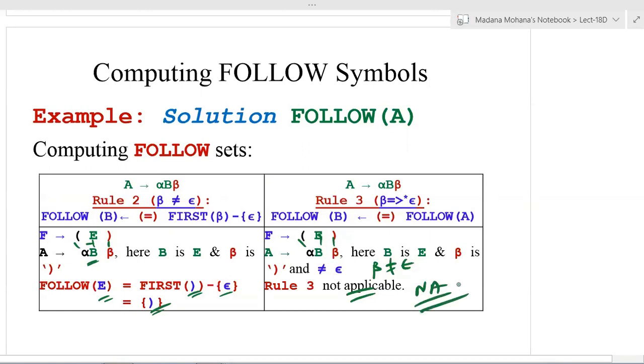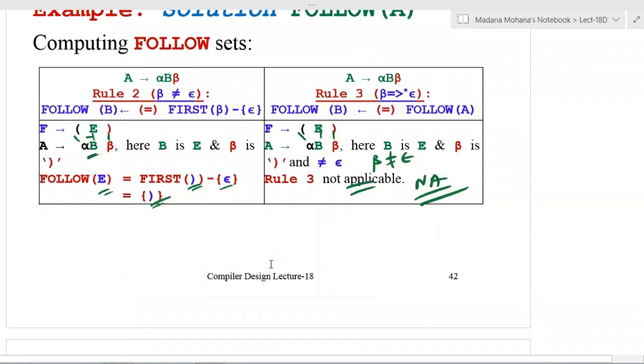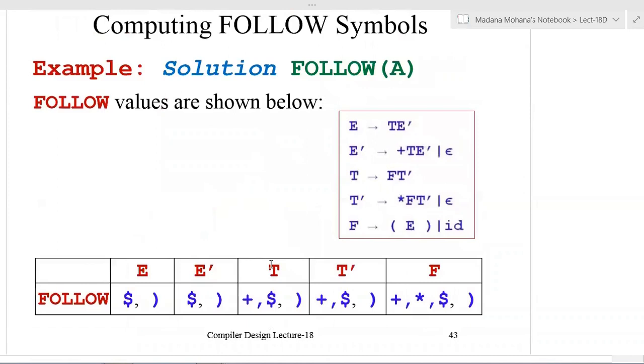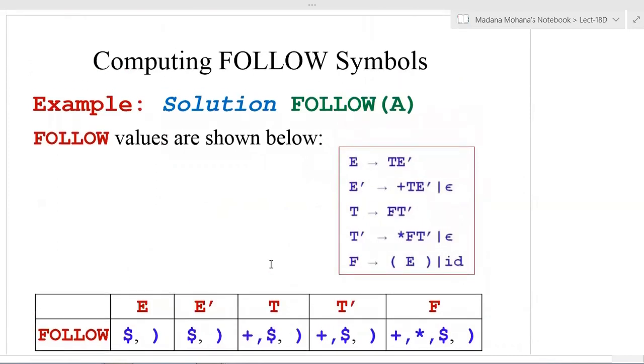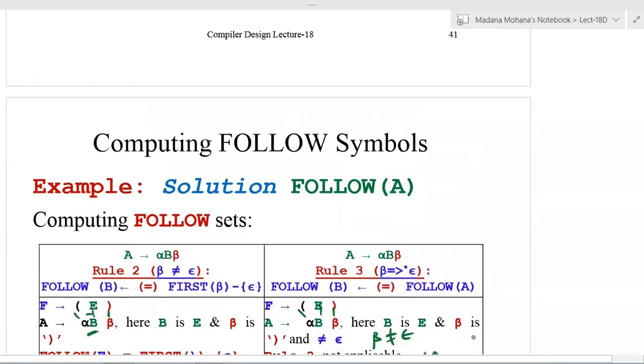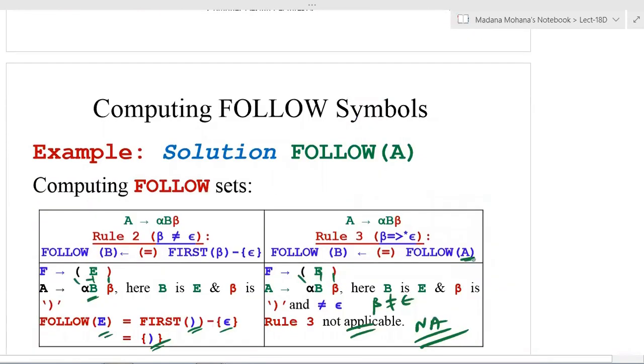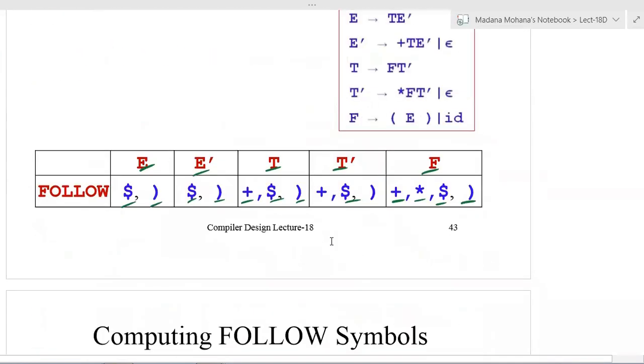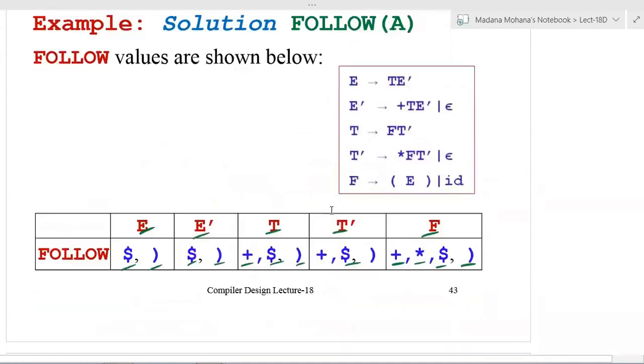Now you can see all these steps. Now you can write all the follow values. Then you can combine. The final values are given in the table. You can see, follow of E equals dollar comma right parenthesis, E dash equals the same, dollar comma right parenthesis, T equals plus dollar right parenthesis, T dash equals the same, then F equals plus star dollar right parenthesis. So by using these conditions, once you know follow of A, then the same values are in follow of B, like that. By combining all the follow values, finally these are all the follow values.